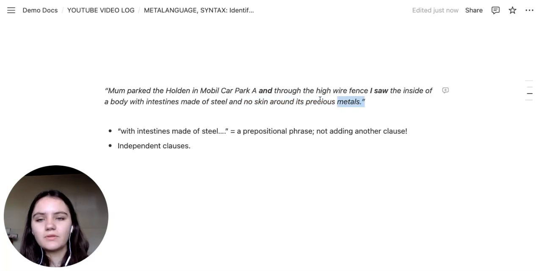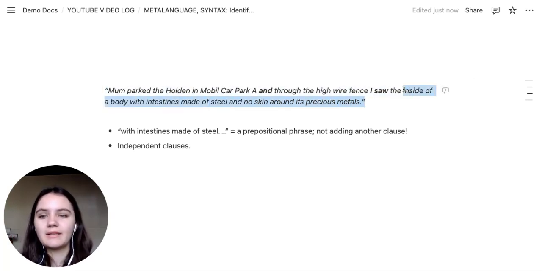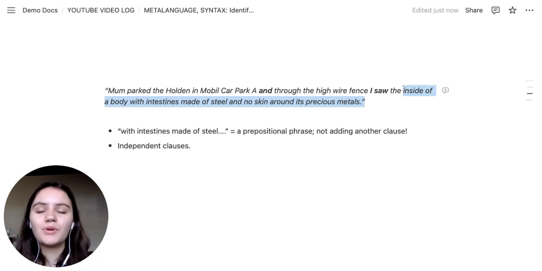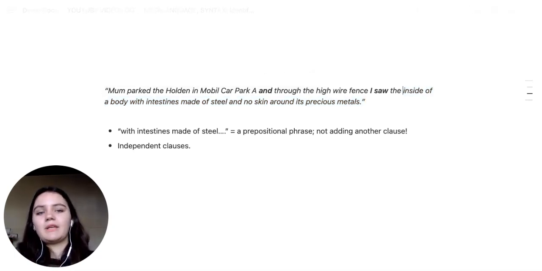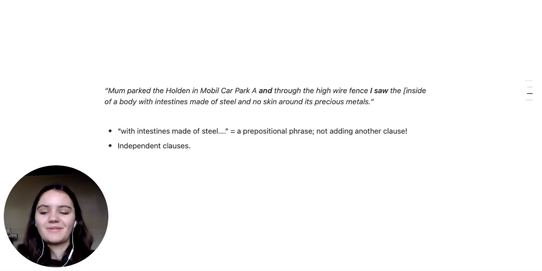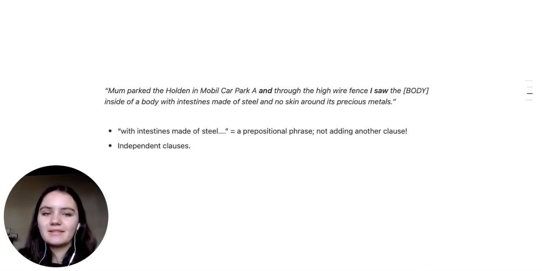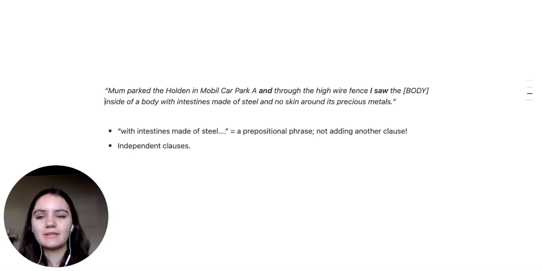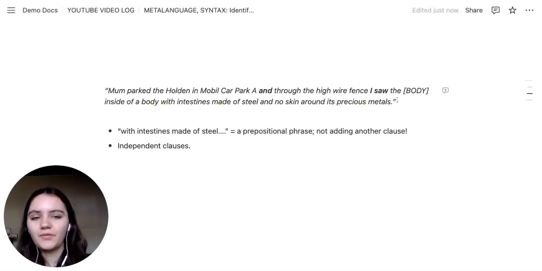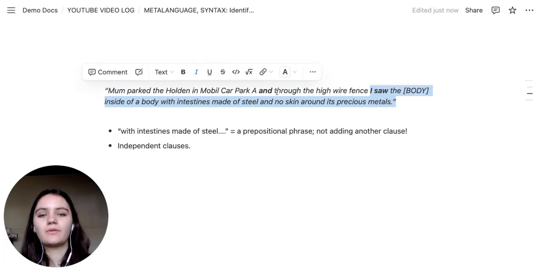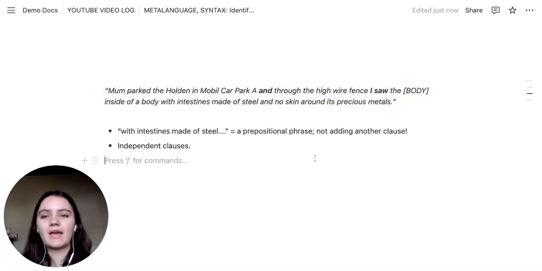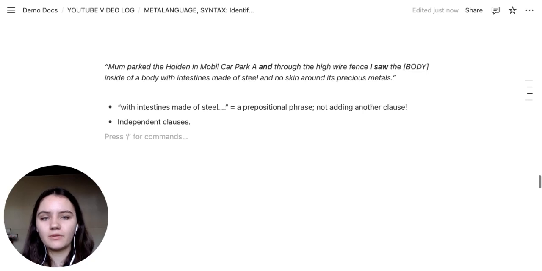And if you were to replace this really long noun phrase, inside of a body, intestines made of steel, no skin, you could just say, "I saw the body," and be completely grammatically fine, even if you may have lost some graphic detail. This tells us that we have an independent clause and that this itself is not any clause by itself. This is the independent clause with intestines made of steel, through the wire fence, kind of adding this extra graphic information, not being a new clause.